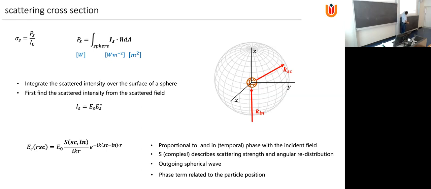There's a phase term that depends on the particle position, on the directions, the difference in direction between incident and scattered light. And there is this function S, this complex amplitude function that describes the directionality of the scatter and the spectrum of the scatter. So if we then calculate the intensity from this equation by multiplying it with its complex conjugate, this is the term S squared that we talked about just a few minutes ago.